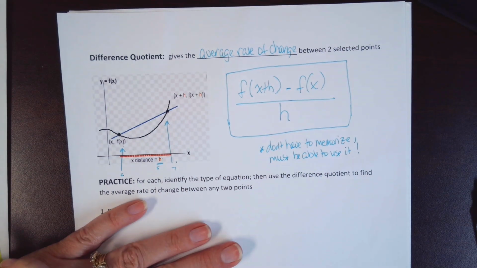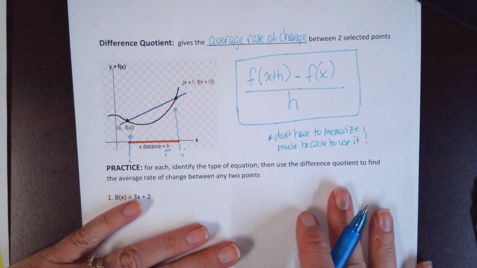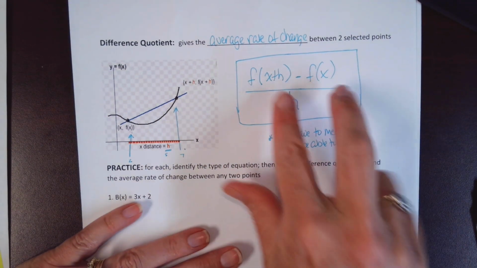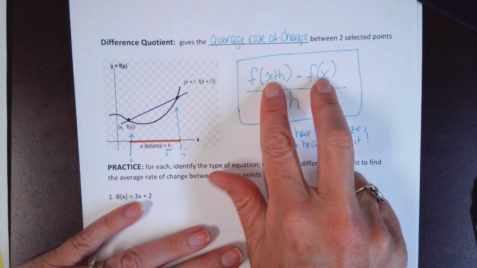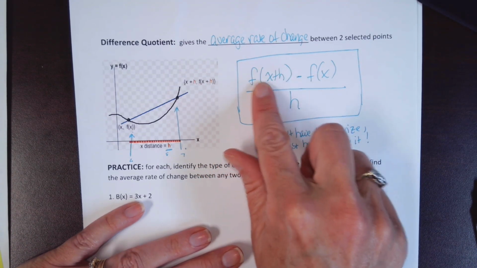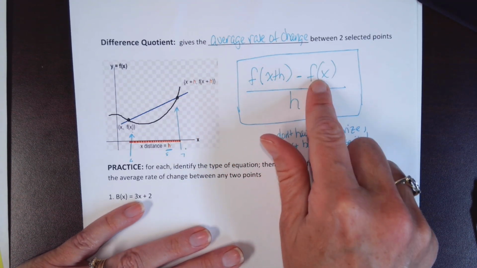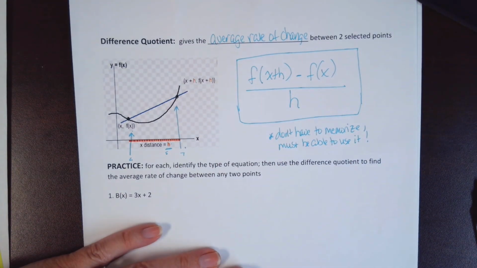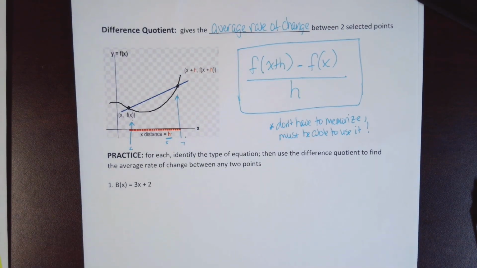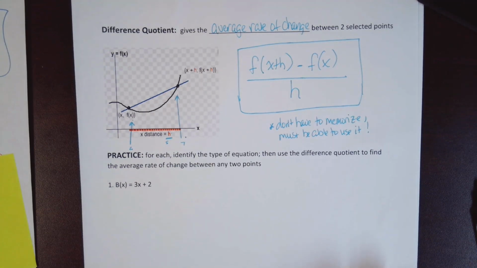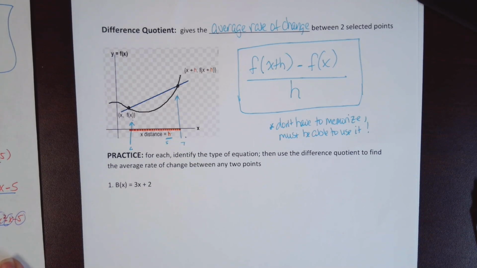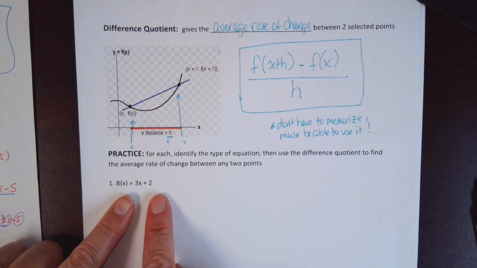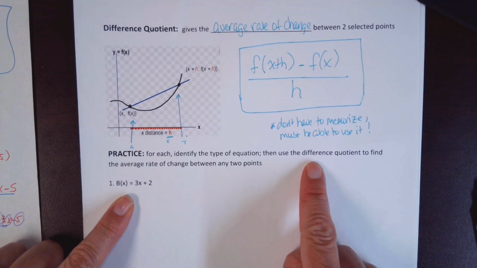Now, using the difference quotient is really just a matter of order of operations, okay? We've got 2 pieces of information going on in the numerator. We've got one function value, we subtract another function value, we divide by h. The thing that throws us is that we've got a lot of variables going on when we're doing difference quotient. So we have to practice with those variables. Okay. We're going to identify the type of equation, use the difference quotient to find the average rate of change so that between any 2 points we know what it would be.